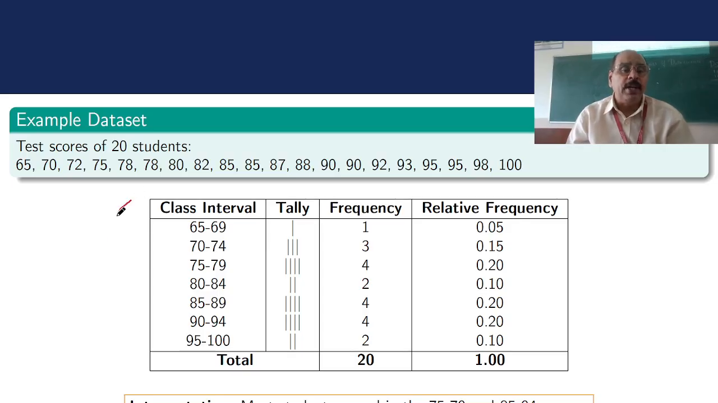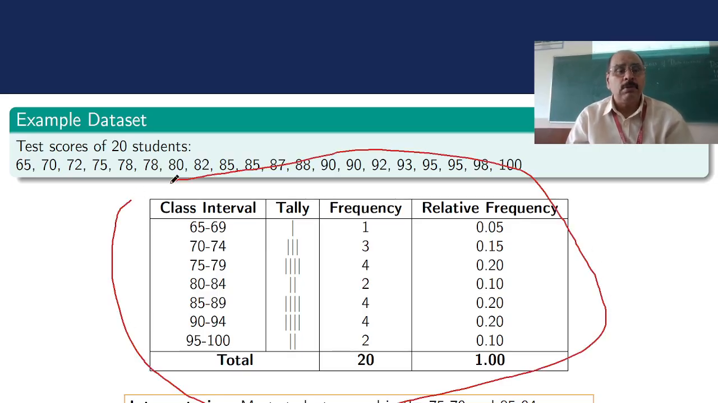So here is an example set. I have a class of 20 students, and I have put marks from 60 to 100. I have calculated the number of students in each range. Then I have calculated relative frequency.